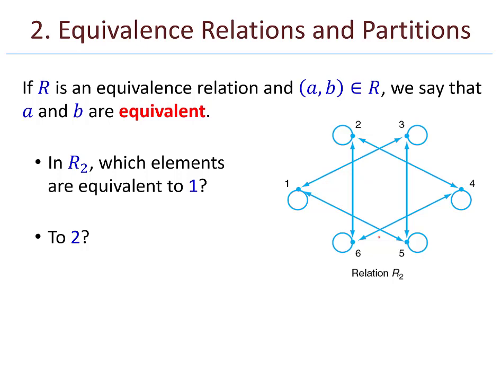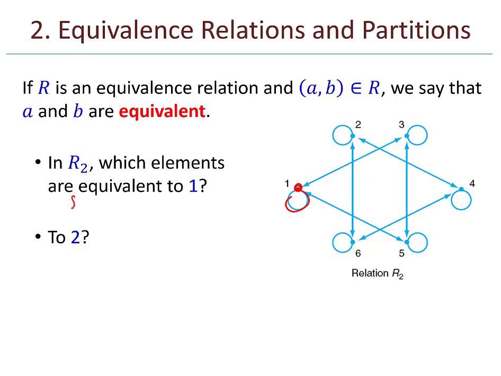Equivalence relations and partitions. If R is an equivalence relation, and a, b is in the relation, we say that a and b are equivalent, or a is equivalent to b. In relation to the picture to the right, which elements are equivalent to 1? So here's 1. There's the loop, so 1 is equivalent to 1.